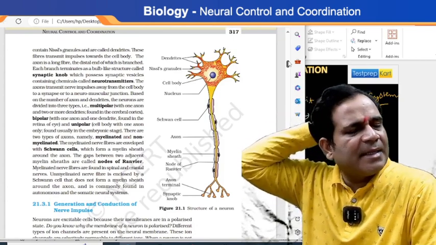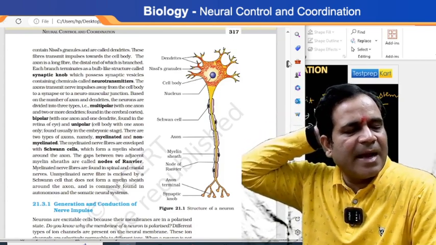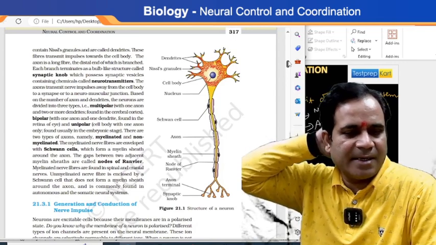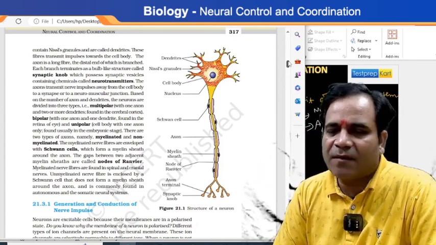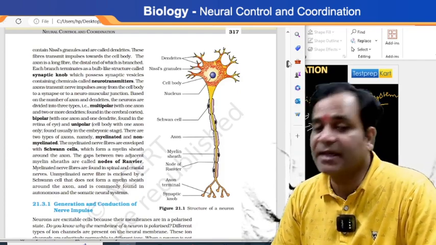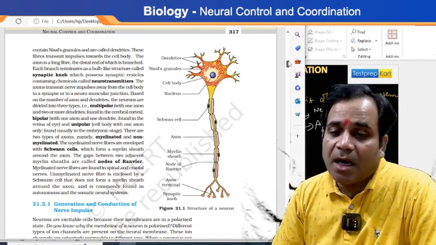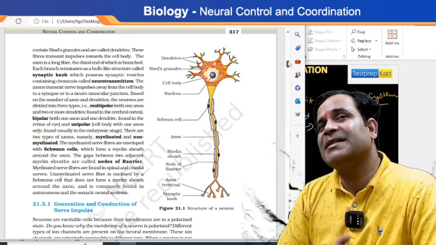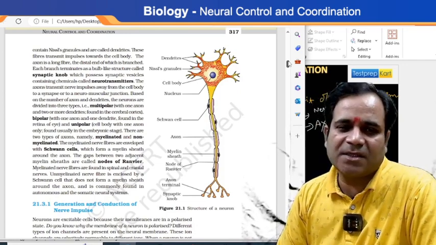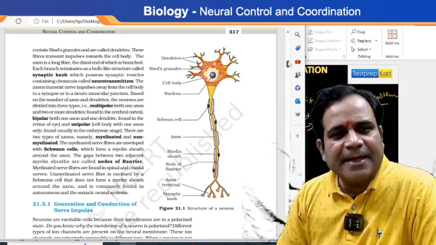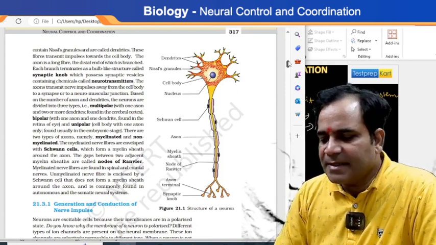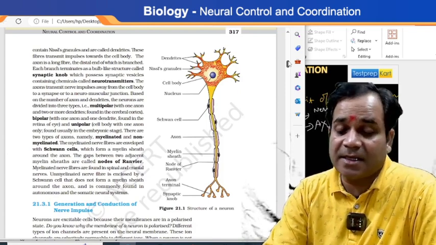Yes, so a cell which is covered by myelin sheath is called myelinated, my dear. Axon is the longest part, with the myelin sheath and node of Ranvier. Node of Ranvier means the gap between one neuron and another, so that messages can transmit easily from one region to another. Hope this thing is clear. Tell me first. Yes, definitely clear.